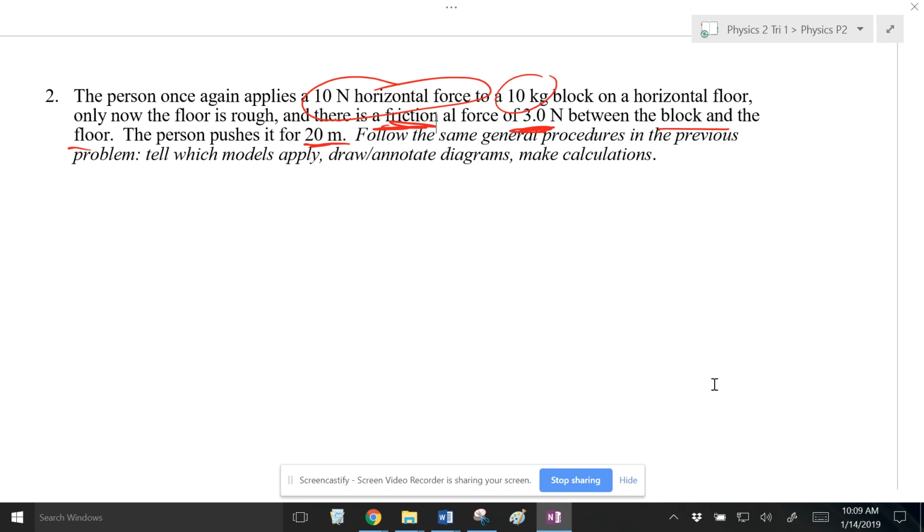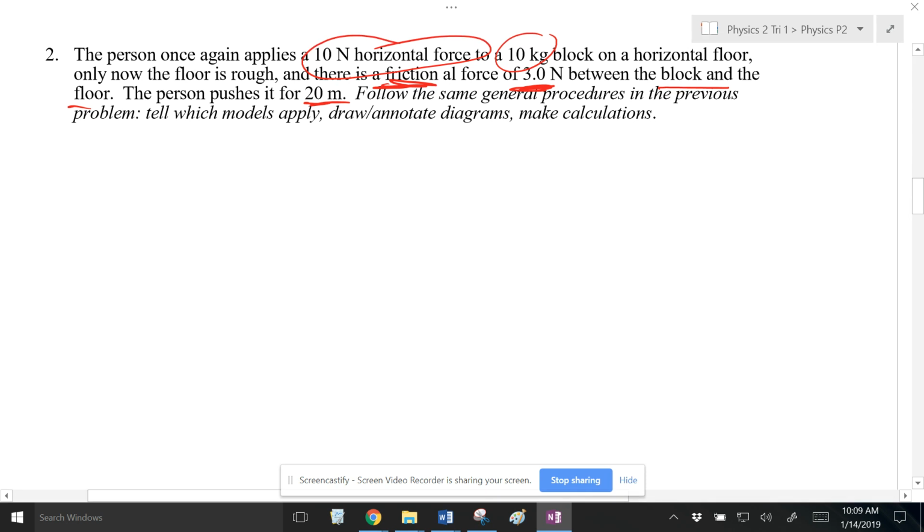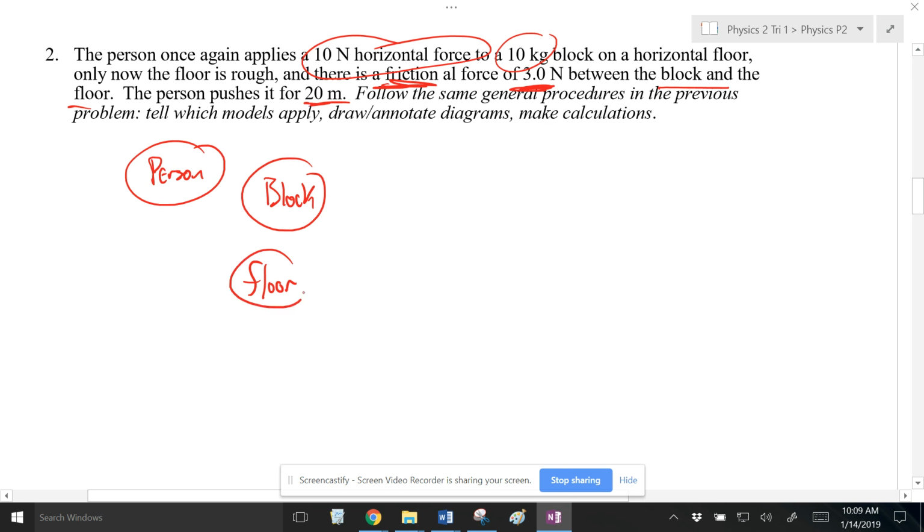Pivoting off of that, back onto this thing. Again, it's a similar problem, but if we were doing a system schema for it, I've got person, I've got block, I've got floor, and I'm probably going to have earth. The person's pushing on the block, so there's a push there. The block is touching the floor, so there's a push there.